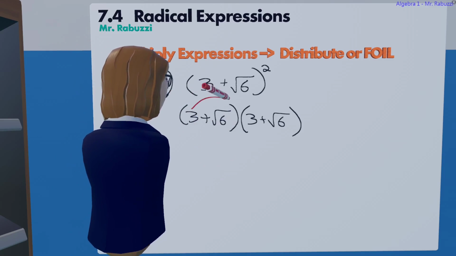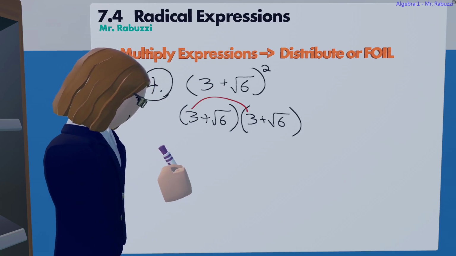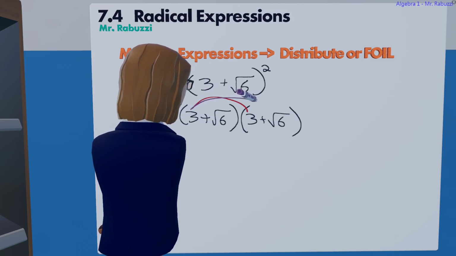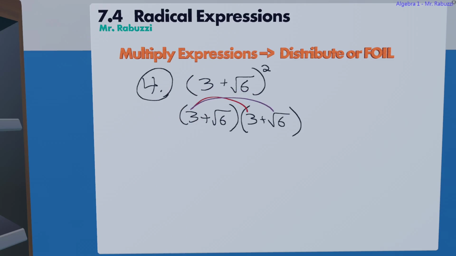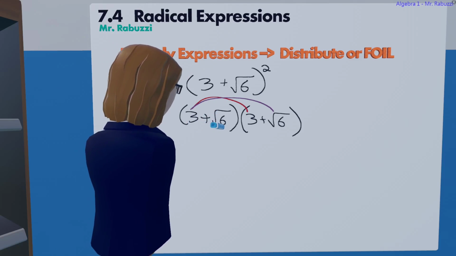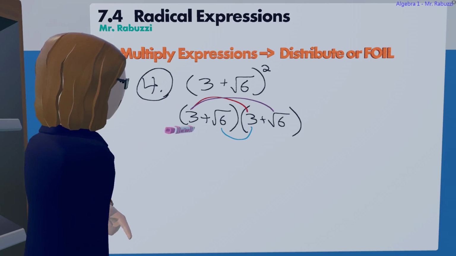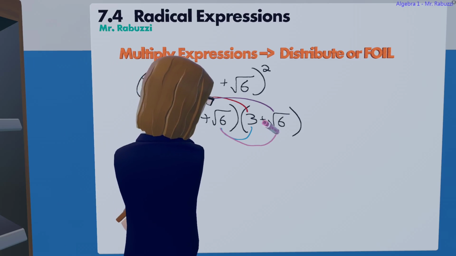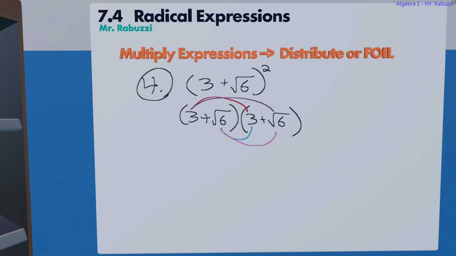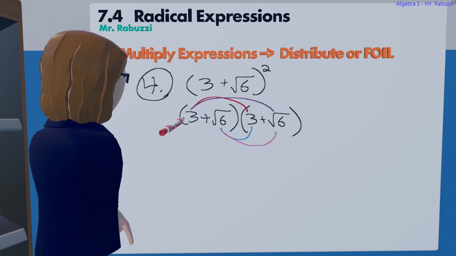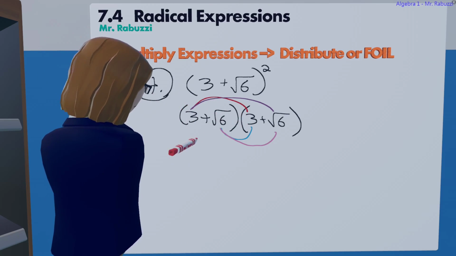So 3 times 3, next color. Then this 3 times the root 6. Then this root 6 times this 3. And then this root 6 times this root 6. Okay. So let's do each piece one by one. Starting with red. 3 times 3, 9.